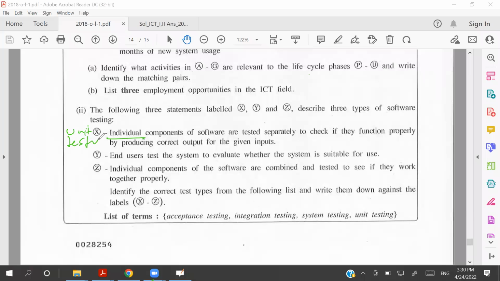And Y says the end user tests the system to evaluate whether the system is suitable for use. The end user tests the system to evaluate. So it is called acceptance testing. Right, so this is going to be acceptance testing.